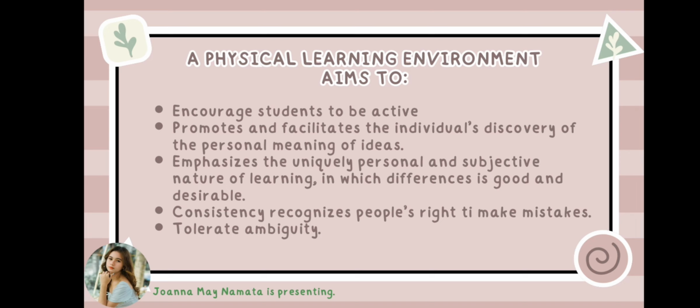Number 4 is consistency, recognize people's right to make mistakes. So, being people, you should be aware that people can make mistakes constantly. So you should be more aware of practical things that may happen. So that's my example about that. Number 5 is tolerate ambiguity. So that's all the examples of what the physical learning environment aims to do.